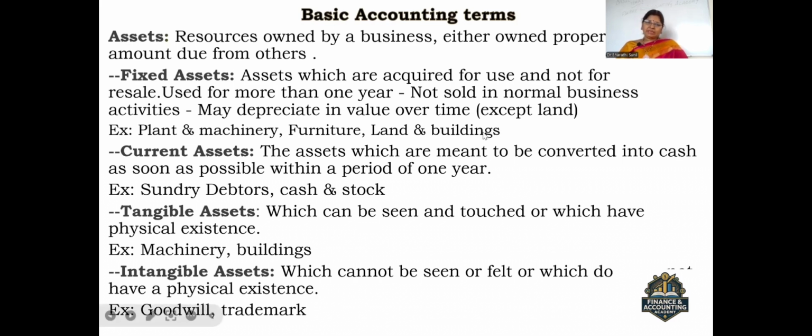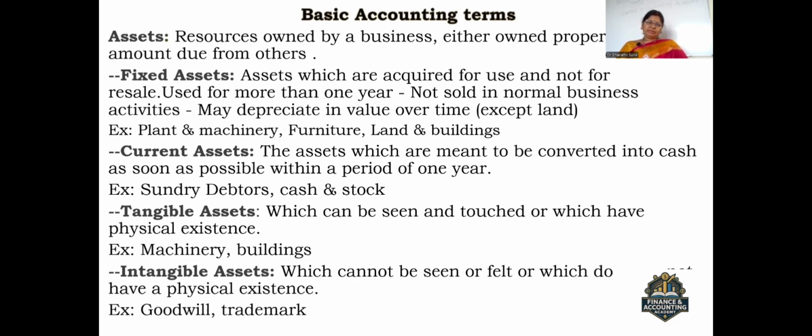But whatever assets we are holding in our business for more than 1 year, meaning the benefit of which is received for more than 1 year, are called fixed assets. Okay. Next, current assets. What are current assets? The assets which are not meant for the long term, which are only for a period of 1 year or less than 1 year. Meaning we can convert these current assets into cash within a period of 1 year.